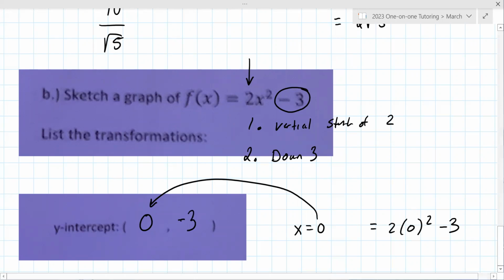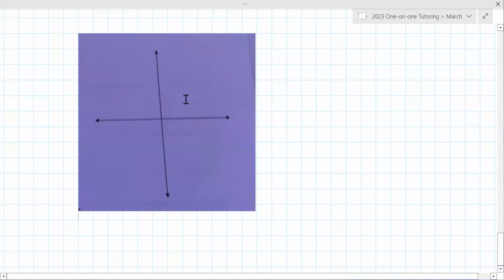And that helps you to graph it. That's probably the reason they're having you do this. 0 and -3, and then down 3, and then vertical stretch of 2. Yes, all that's really good. Basically, you go down here, and then it's going to come up, and 0, -3. Boom, got it.